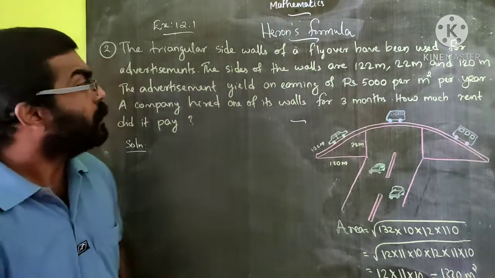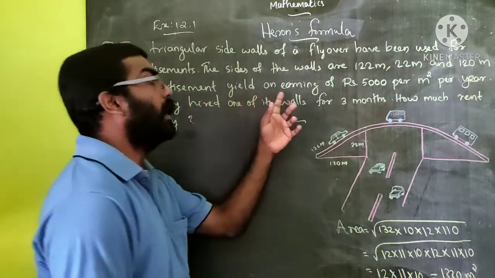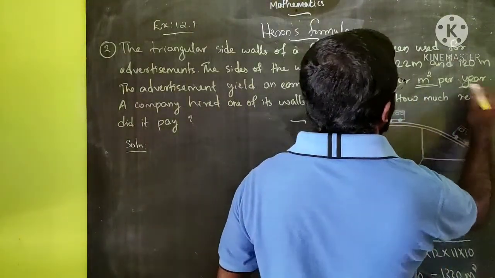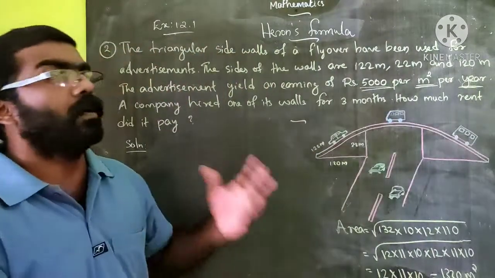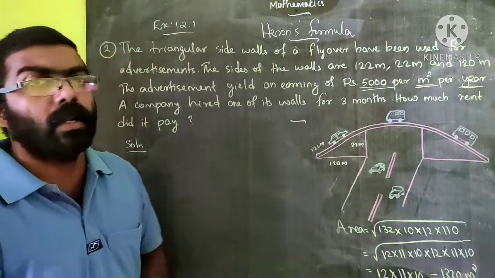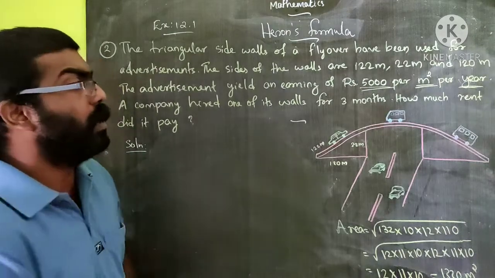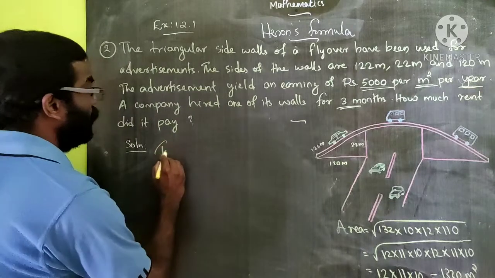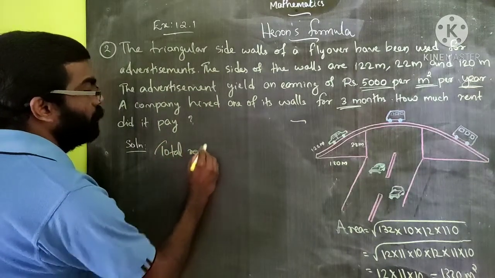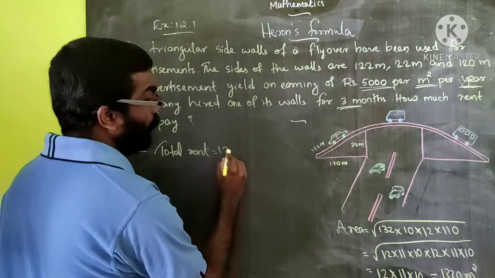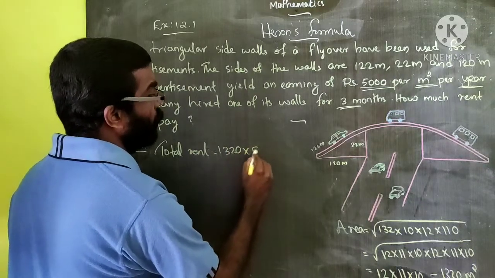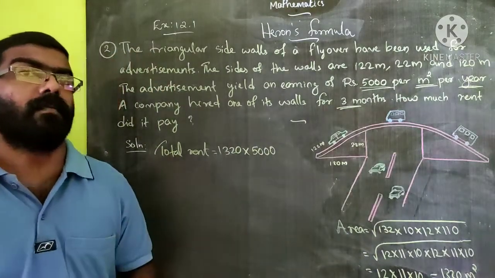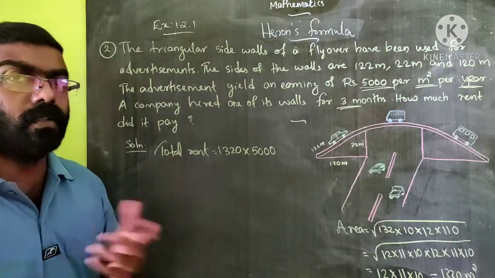So it is given that the advertisement yields an earning of rupees 5,000 per meter square per year. That means in 1 year the advertisement yields an earning of rupees 5,000, and here we have to find it for 3 months. So the total rent here is, if we multiply the entire area by 5,000, we will get the rent for 1 year, but here we have to find it for 3 months.